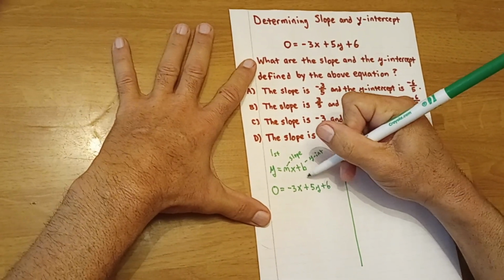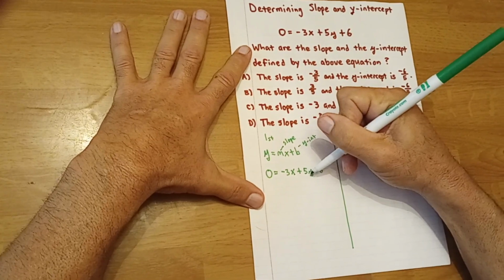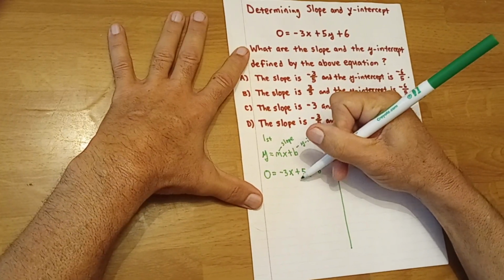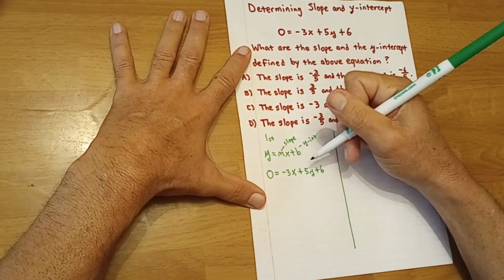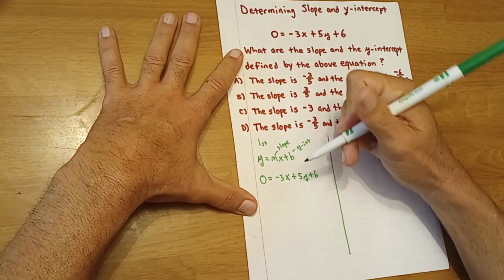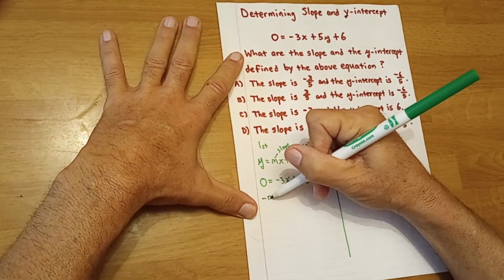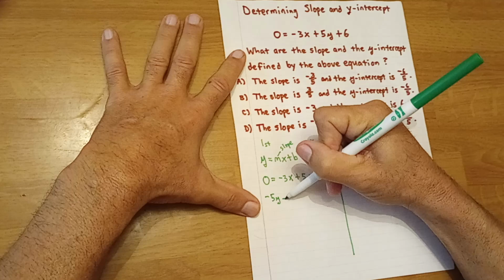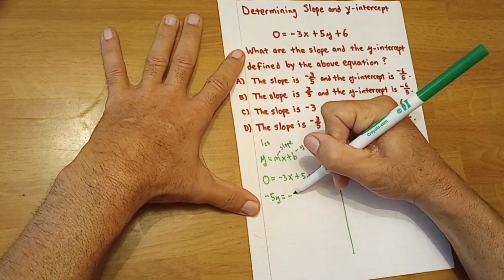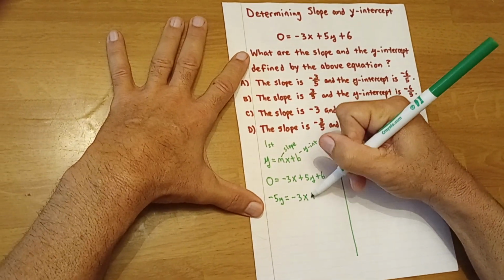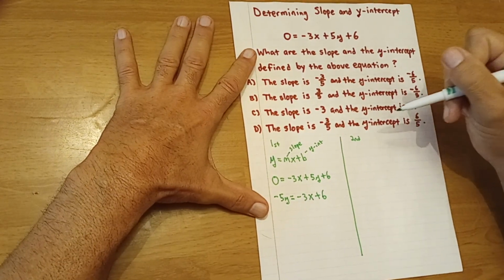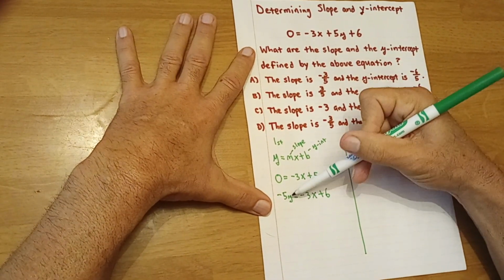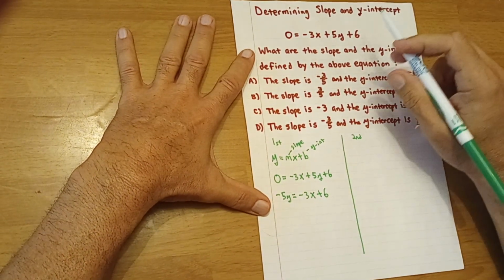I would need to move the 5y over to the other side, and obviously I would do that by subtracting 5y from both sides. So this would then become negative 5y equals negative 3x plus 6. So now I have this close to y equals mx plus b form.